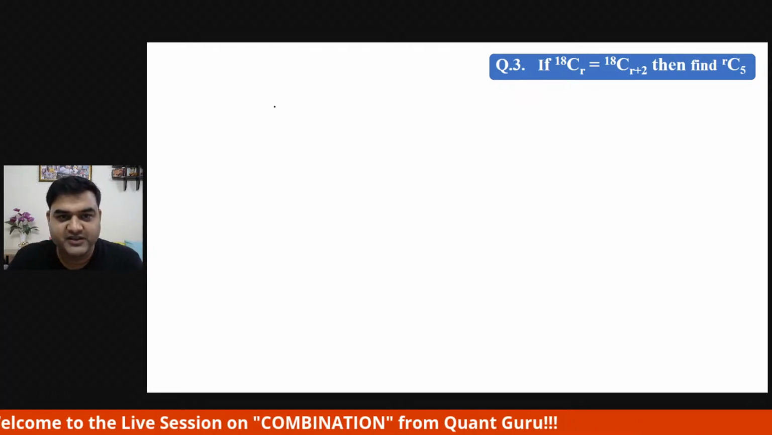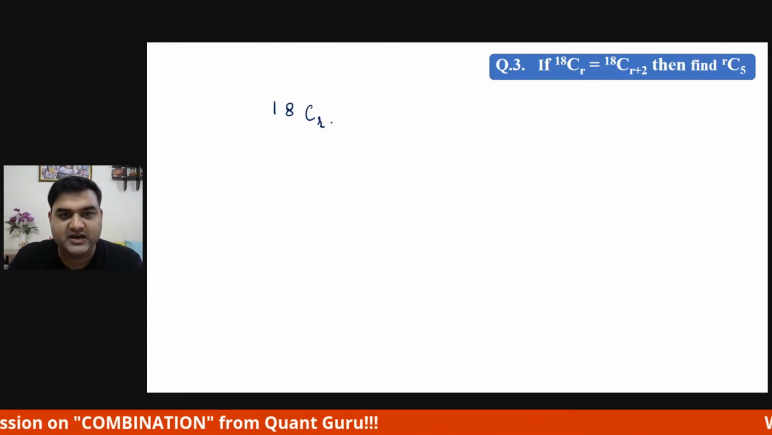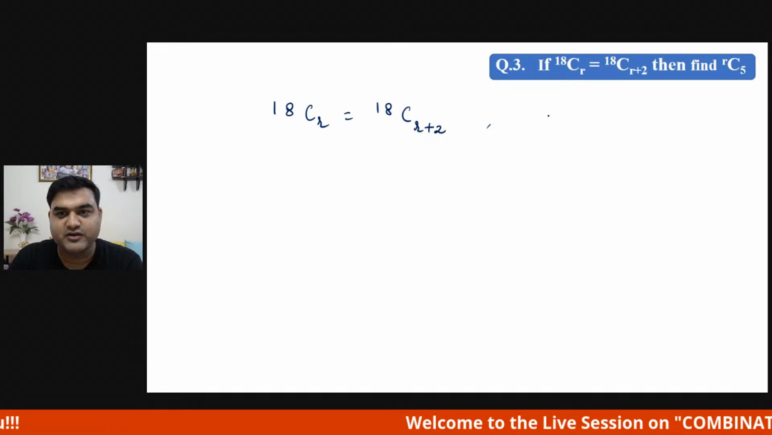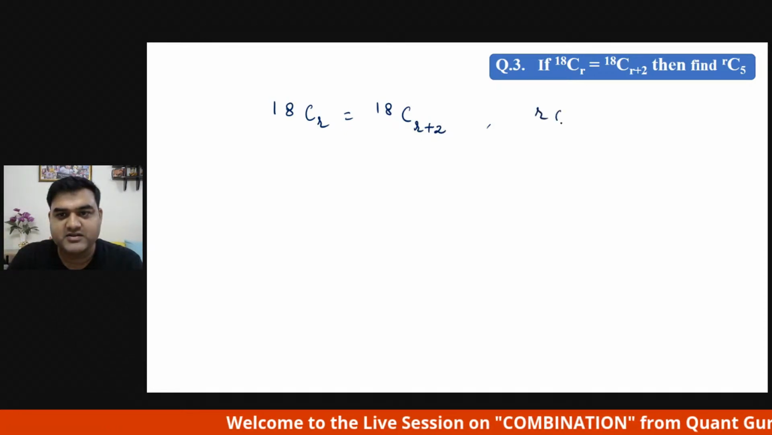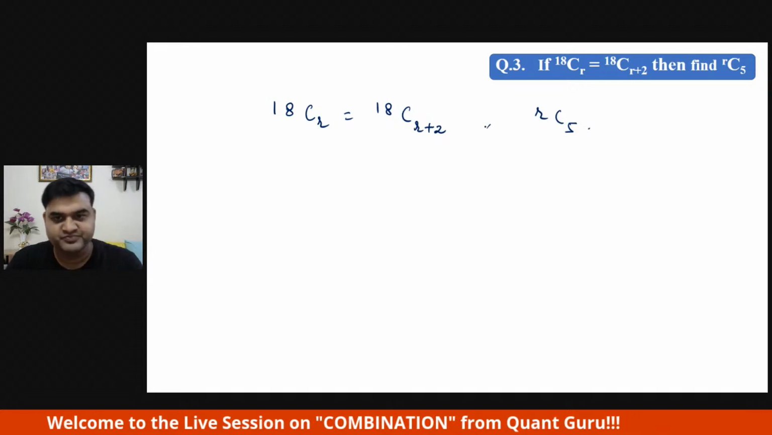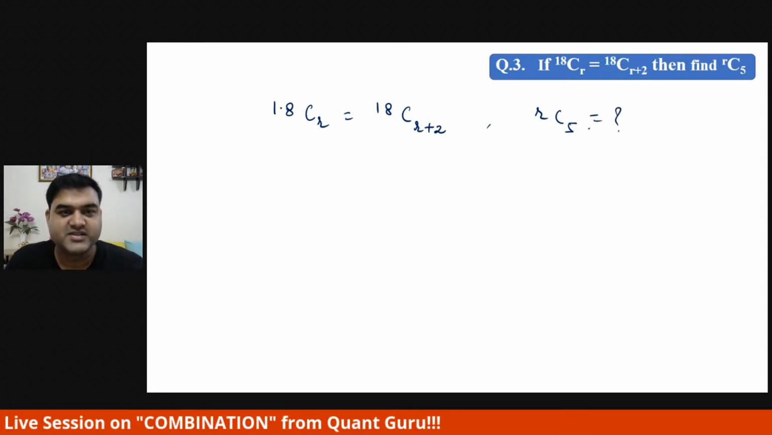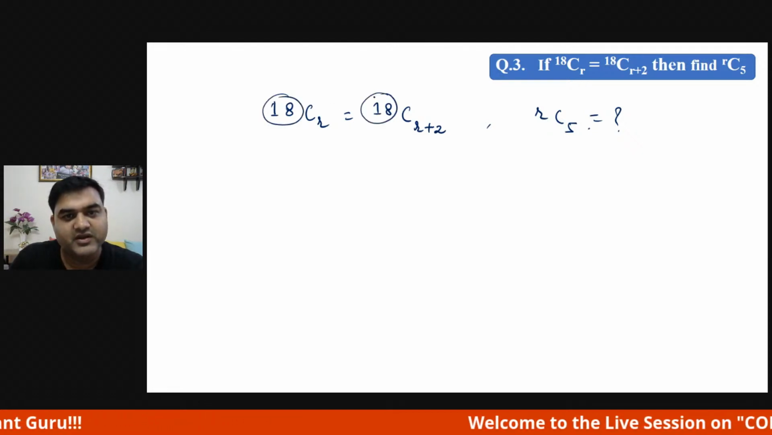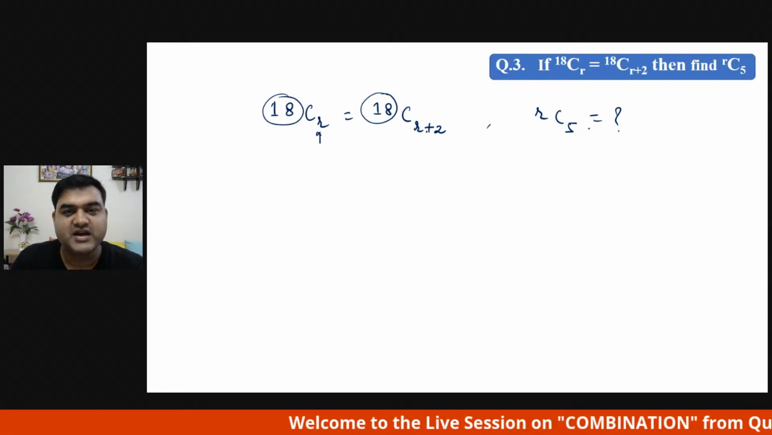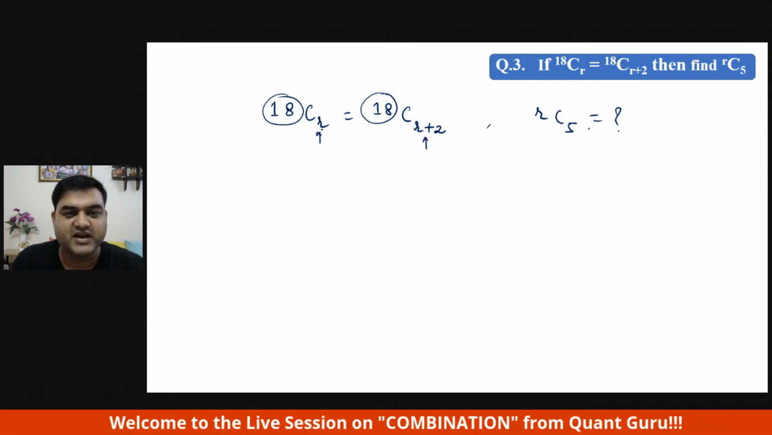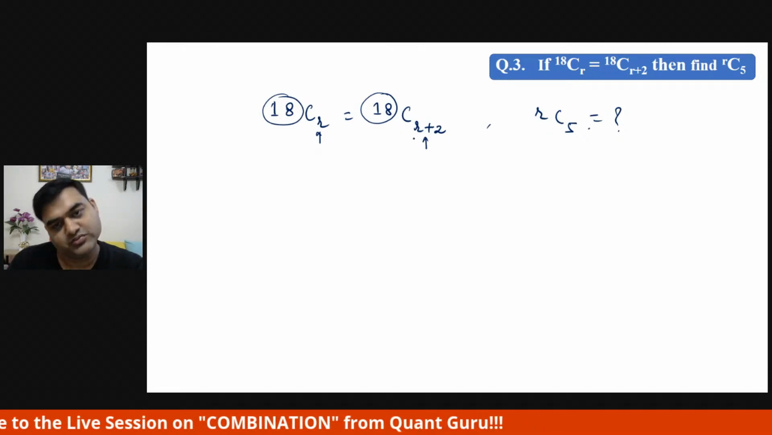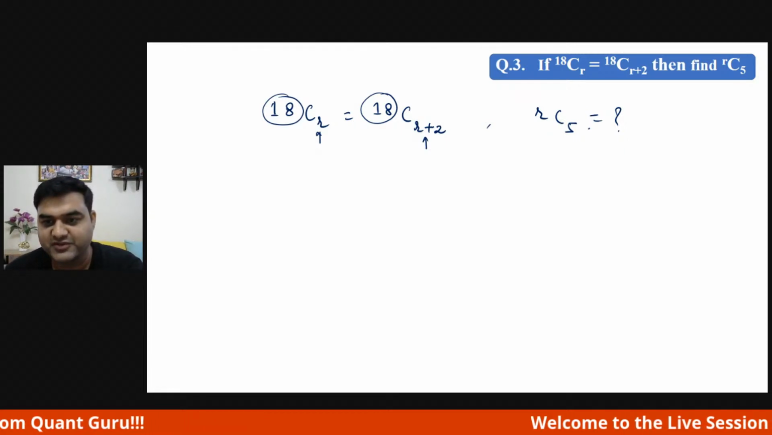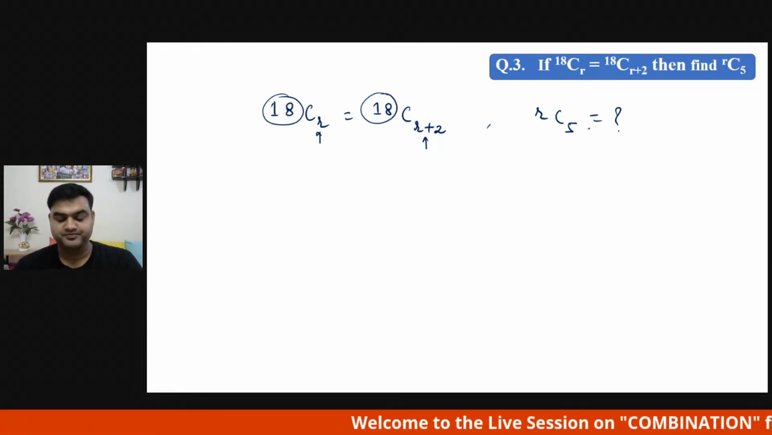If 18CR is equal to 18C(R+2), then find the value of RC5. Can we do this? This is left to you. If you see 18 and 18, the n value is the same. The R value is changing. Here the R value is R, or you can say the X value is R, and the Y value is R plus 2. Correct, no? Then they are telling us RC5. Find the value of that. Can we do that? Answer.